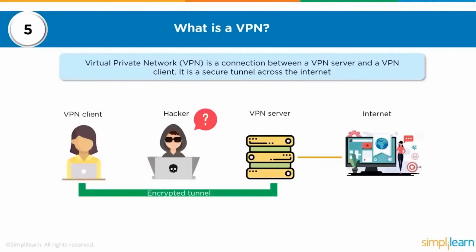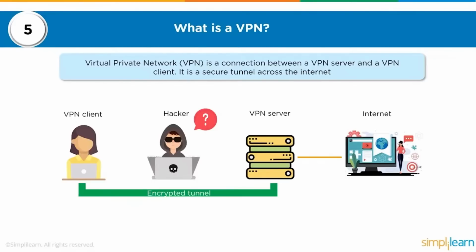Then moving on to question number 5. What is a VPN? VPN is also called a virtual private network. It is a connection between a VPN server and a VPN client. So it basically creates an encrypted tunnel between the client and the VPN server, which is then utilized to secure the connections that you're making with the internet.